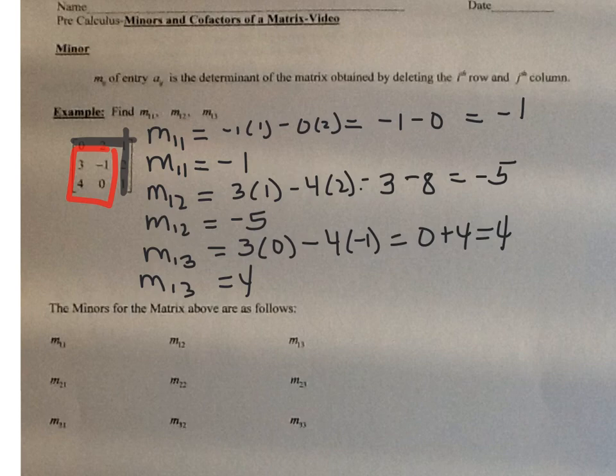Okay, so now what I would like you to do is find the other minors. So we did 1, 1, which is negative 1. 1, 2 is negative 5, and minor 1, 3 is equal to 4. So I want you to find the other ones. So put me on pause, find the other ones, and then come back and check your answer.